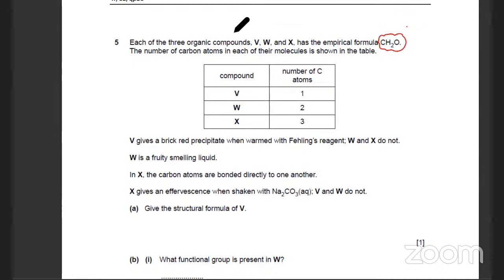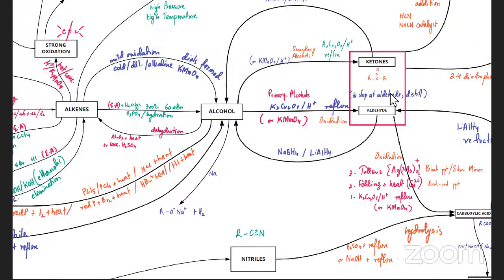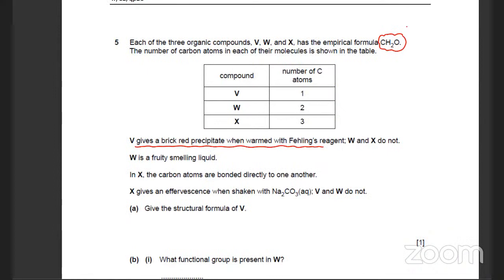and you're given that V gives the brick red precipitate when warmed with Fehling's reagent. So the first thing is, what is V, and what happens when Fehling's reagent is reacted with it? Aldehydes get oxidized, and they turn into carboxylic acid. This happens when you react it with Fehling's reagent. You get a brick red precipitate. So V must be an aldehyde. That's the first thing. So the first one we figured out is that V is an aldehyde.